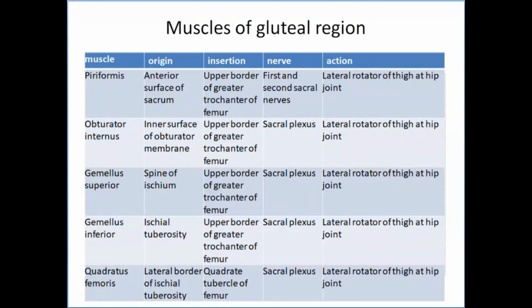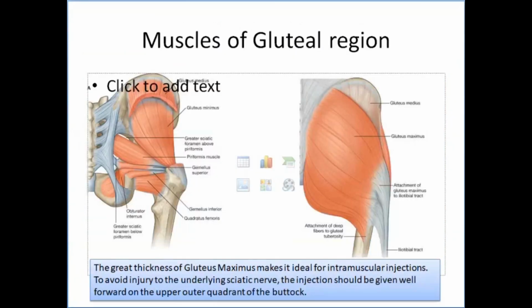Then we have the smaller muscles of the gluteal region. As the name we already know, piriformis. Piriformis you have already seen in the pelvic wall, which takes origin from the sacrum. Then we have obturator internus. Do you remember the obturator foramen and membrane? From the inner surface of this obturator membrane, you have obturator internus. Then you have smaller muscles, gemellus superior and inferior, which come from the ischium. And another muscle, quadratus femoris, also comes from the ischial tuberosity.